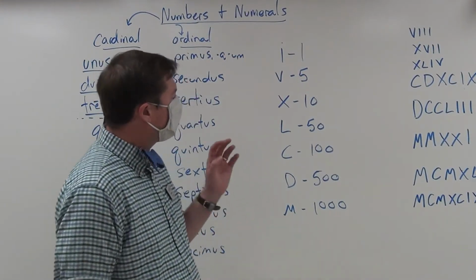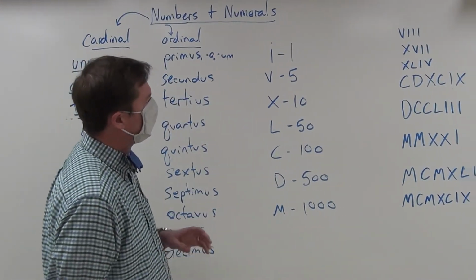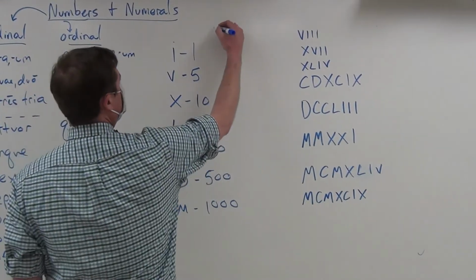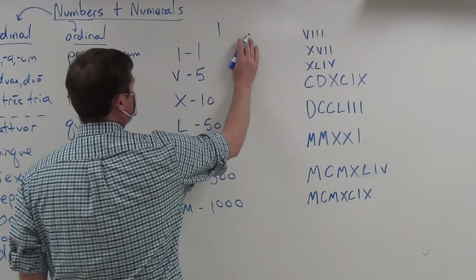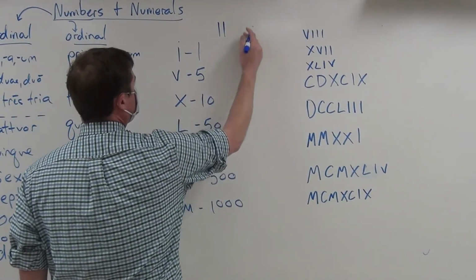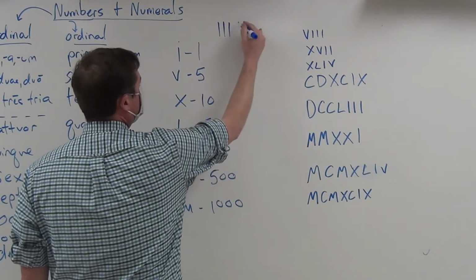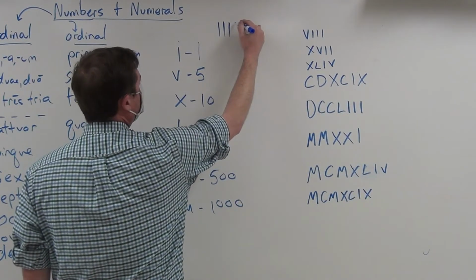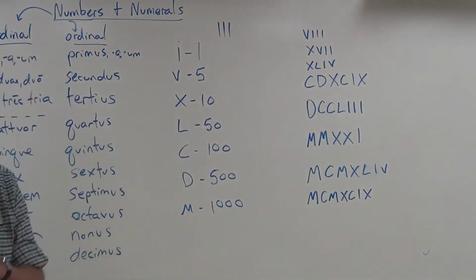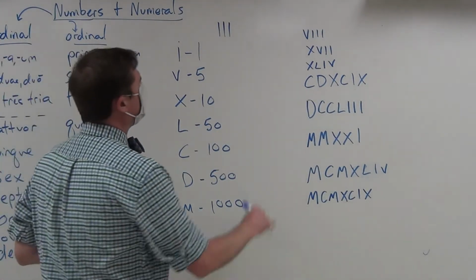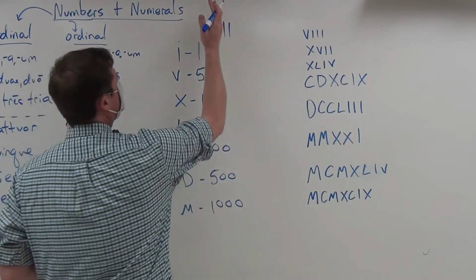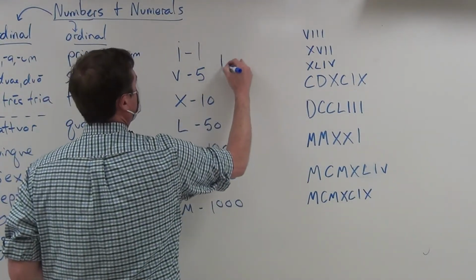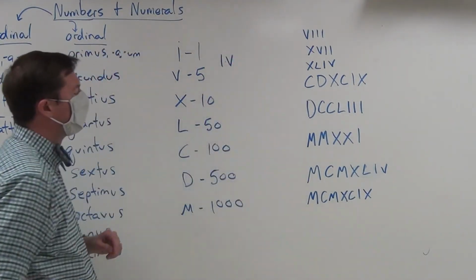Okay, so let's look and see how it works. If you have an I, that would be 1. 2 I's, 2. 3 I's, 3. But very rarely do they want 4 of the same letter right next to each other. And so instead of putting 4 I's, what they often will do is they will put IV.